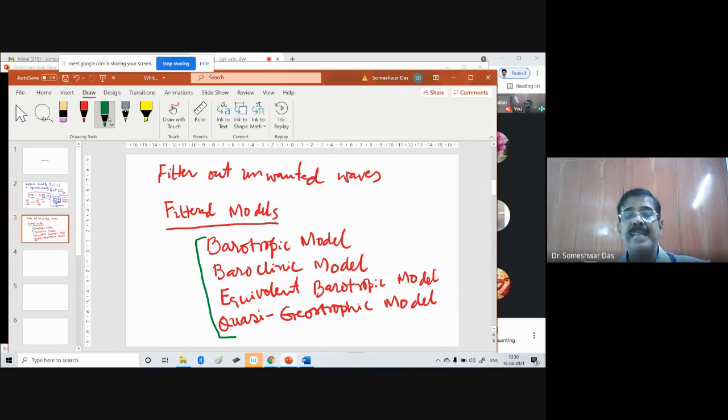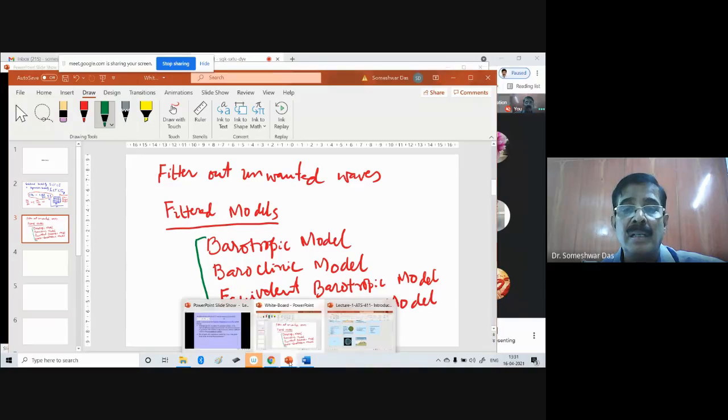Okay, in these models, you filter out the unwanted waves like sound waves and sometimes also the gravity waves, which unnecessarily dilute the solution or produce absurd solutions of the equations which are unwanted. Okay, so these models will be taught later on, in this subject, in this syllabus. Okay, but for now, it is sufficient to know what are the filtered models, right?